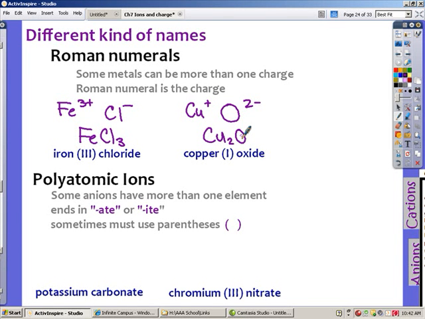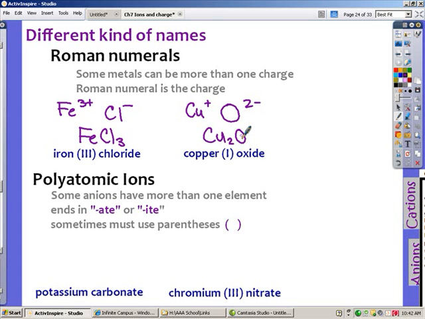Okay, the last variation is what we call polyatomic ions. Polyatomic ions are a group of atoms that are combined together that stay together, but yet they have a charge overall. There are a few polyatomic ions that are positively charged, but most of these are going to be negatively charged. Now for the anions, we are going to change their names when it's a group.